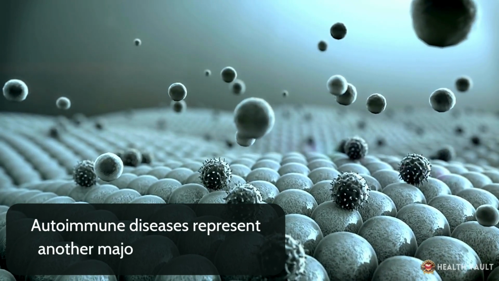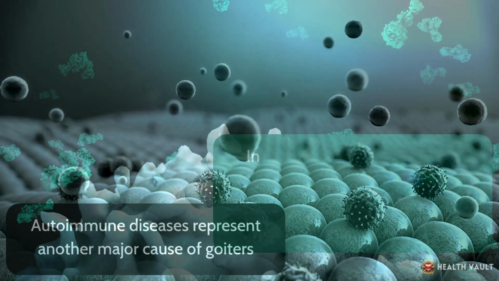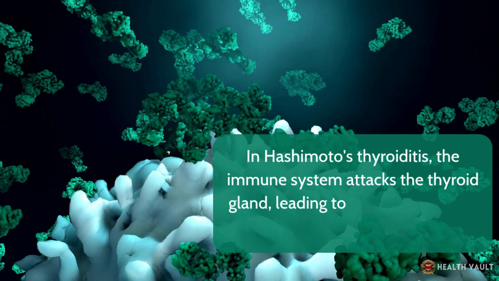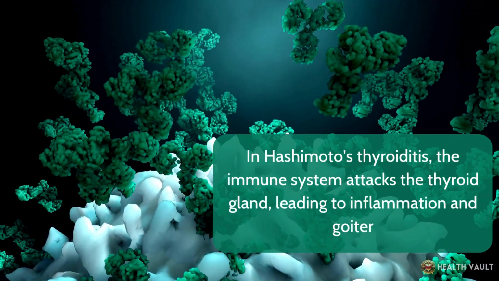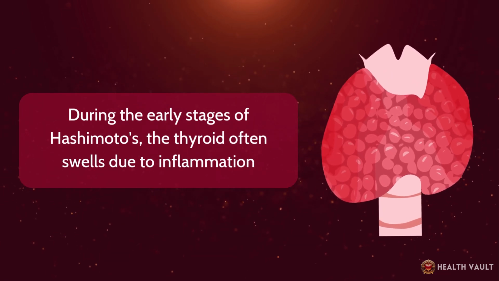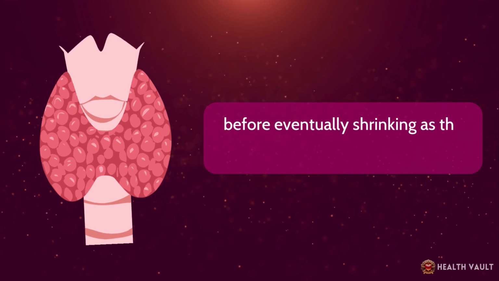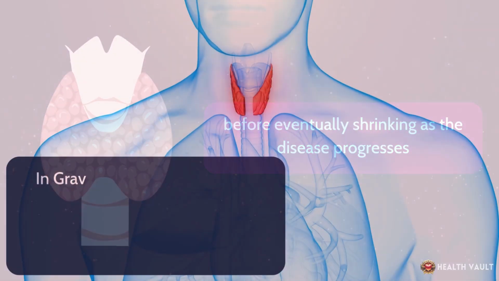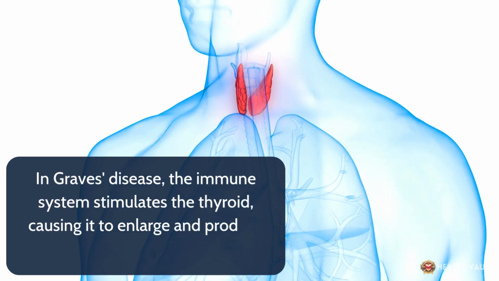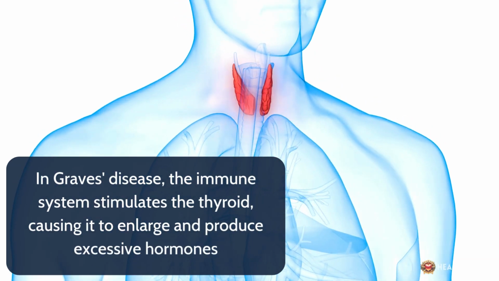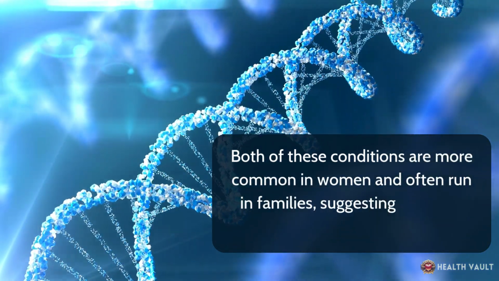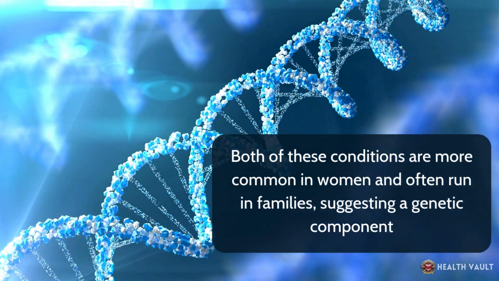Autoimmune diseases represent another major cause of goiters. In Hashimoto's thyroiditis, the immune system attacks the thyroid gland, leading to inflammation and goiter. During the early stages of Hashimoto's, the thyroid often swells due to inflammation before eventually shrinking as the disease progresses. In Graves' disease, the immune system stimulates the thyroid, causing it to enlarge and produce excessive hormones. Both of these conditions are more common in women and often run in families, suggesting a genetic component.